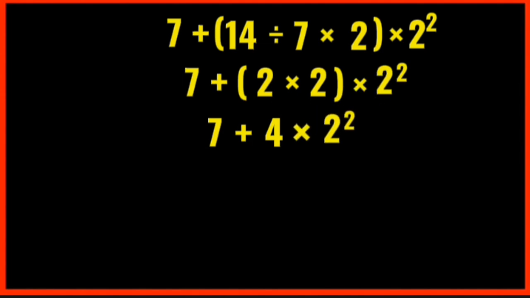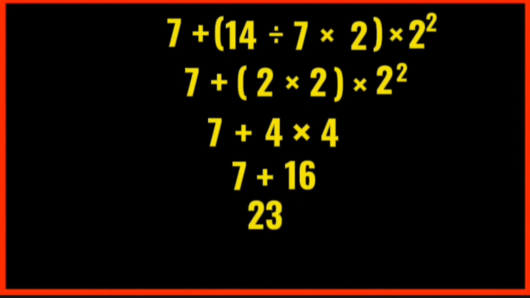Then solve the exponent. 2 squared equals 4, giving 7 plus 4 multiplied by 4. Now multiply. 4 multiplied by 4 equals 16, so we get 7 plus 16. Finally, add: 7 plus 16 equals 23. So the correct answer is 23.